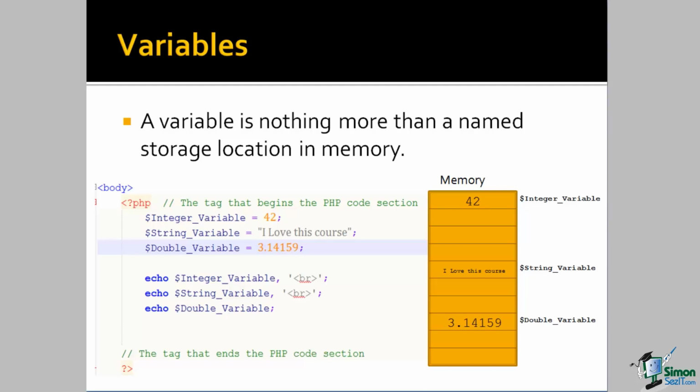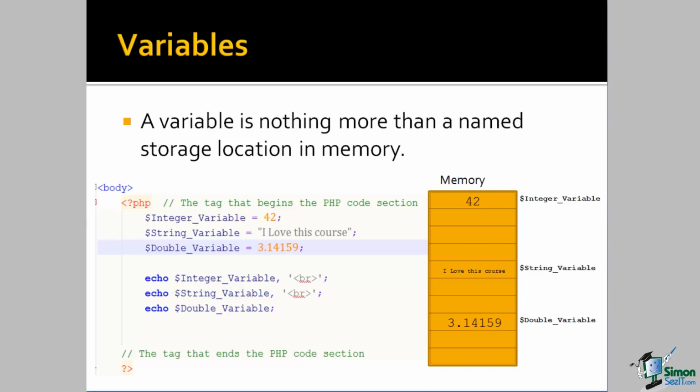The PHP preprocessor, all of the plumbing that makes the PHP language, does all of that for us. So here I'm demonstrating how to create a variable that's going to store a number. I give it a name. The name of the variable is integer variable, and I put the number 42 in that memory location. Then I create a string variable, and I put a string in that memory location. And then likewise with a decimal value, I call it double variable.